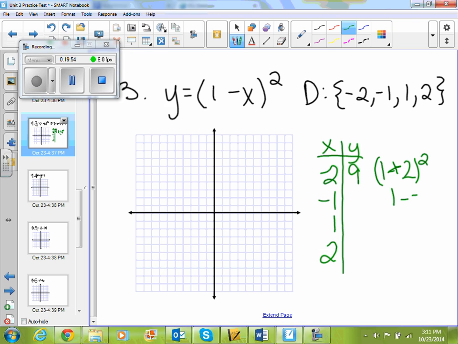So 1 minus negative 1 squared. Minus a negative becomes a positive. 1 plus 1 is 2. 2 squared is 4. I plug in 1. 1 minus 1 squared is 0. And 1 minus 2 squared. 1 minus 2 is negative 1. Negative 1 squared is 1. Perfect.